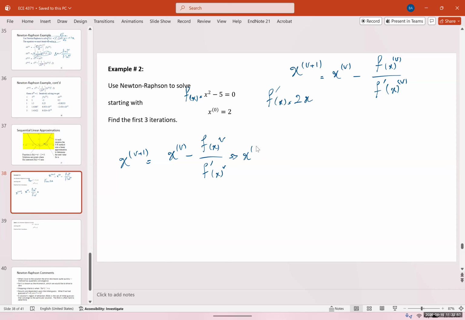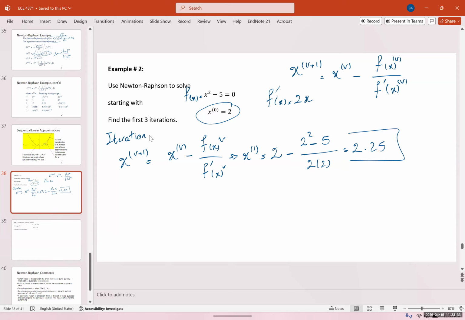So therefore, if I want to find x1, it's going to be x0. And what is x0? So it's going to be 2 minus (2 to the power of 2 minus 5) over (2 times 2), which gives us 2.25. So this is the iteration number 1, or the first iteration. I'm just going to call the second one I2, or the second iteration.